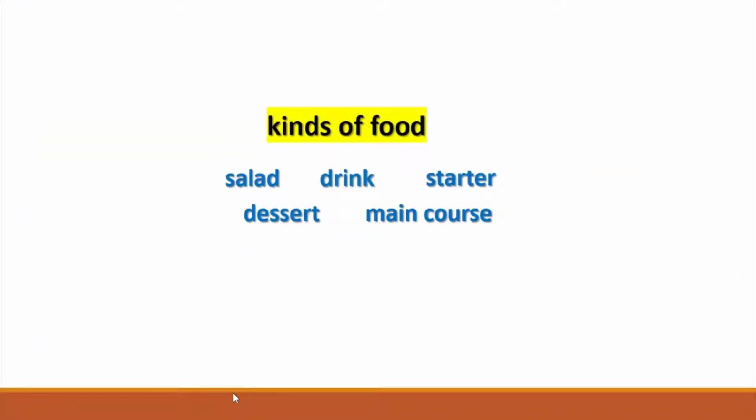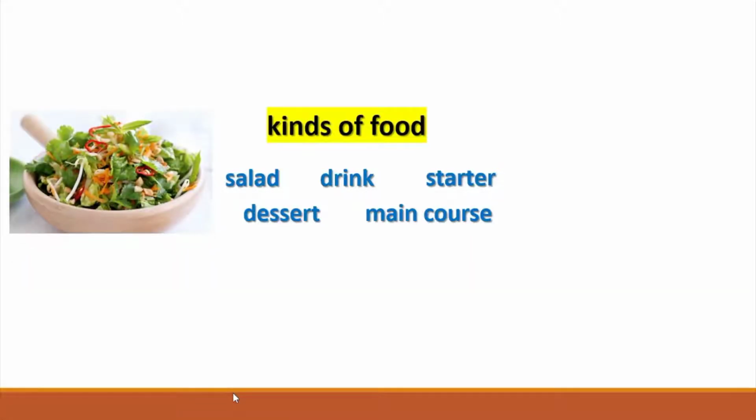Now, my students, let's go through these vocabulary items. The first one is kinds of food. Okay, the first word today is salad. You all know what a salad is. Salad is any cold dishes, like raw green, like lettuce, or small pieces of food, green vegetables or herbs, for example.